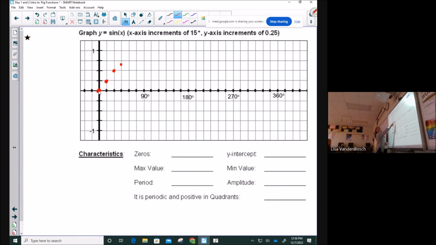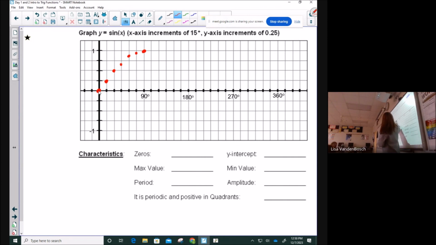Put in sine 60. 0.86. This is 0.75, this is 1. So we're somewhere up in here. Put in sine 75. 0.97. So we're really close here. And then put in sine 90. 1. Are you guys good to keep going?